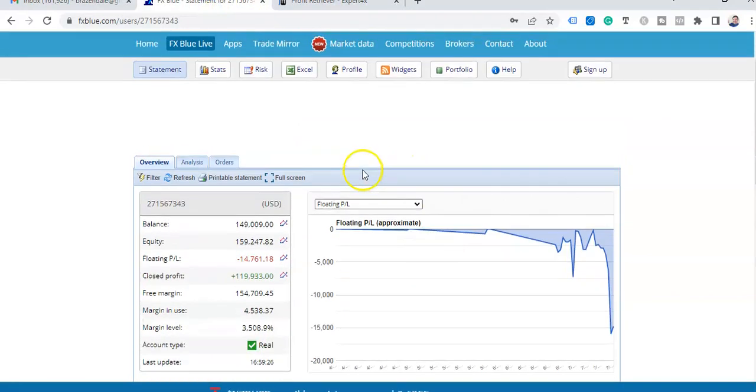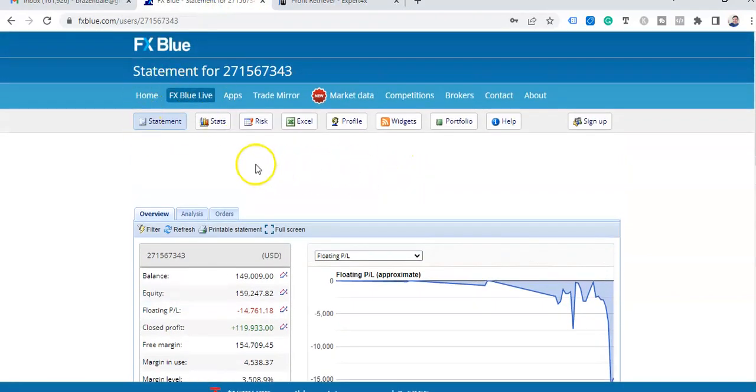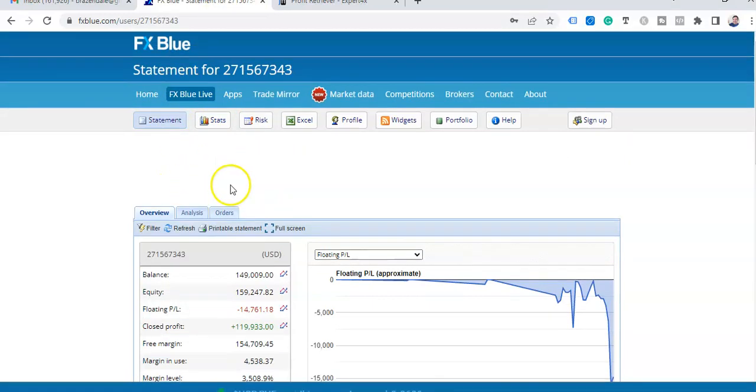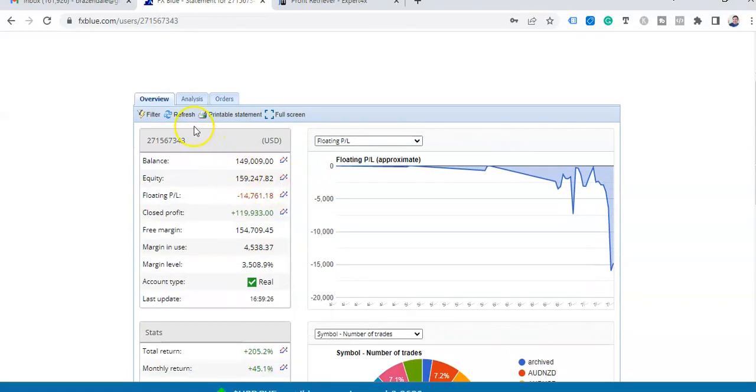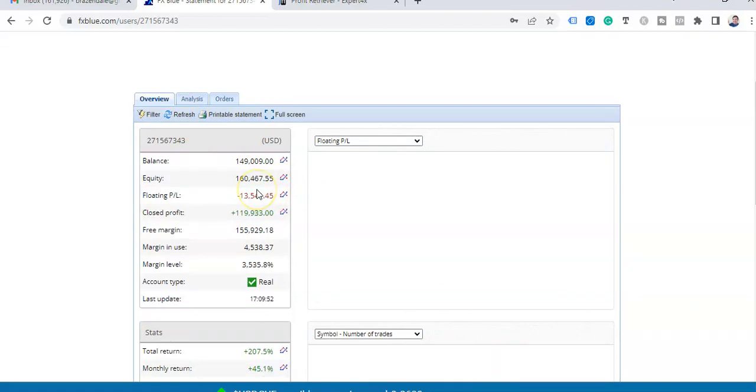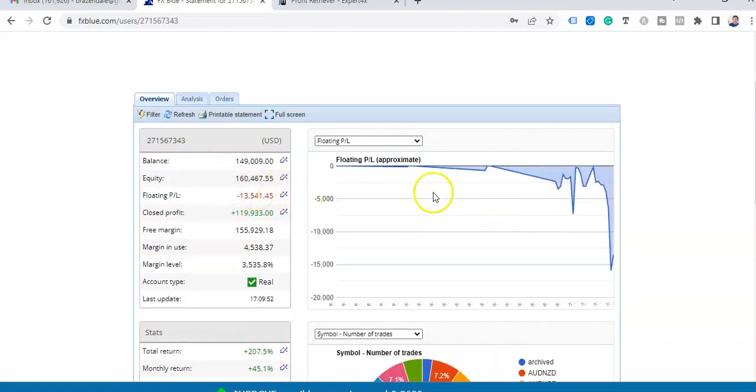In FX Blue, they give you all the stats. You just need to load your details. But here you can see, if I just refresh here, okay. So here you can see I put the profit and losses. You can see the heavy drawdown that I've got has already improved. I was at one stage minus 16,000, but it's already improved.